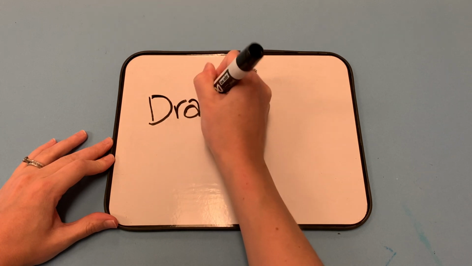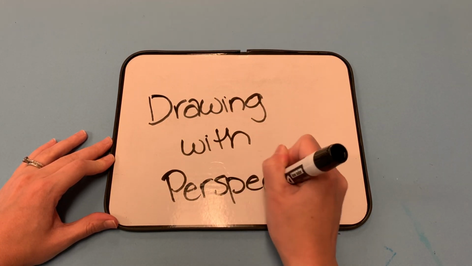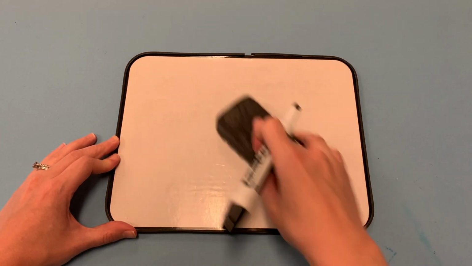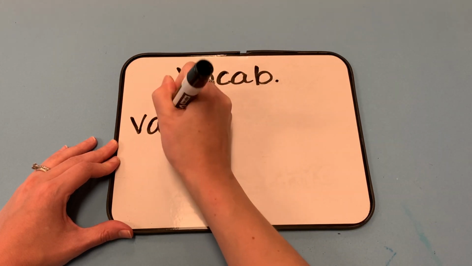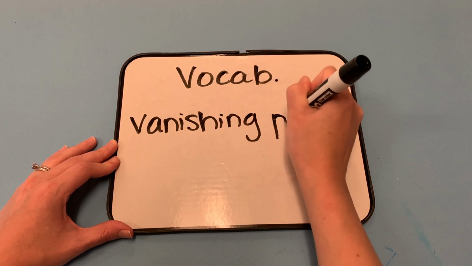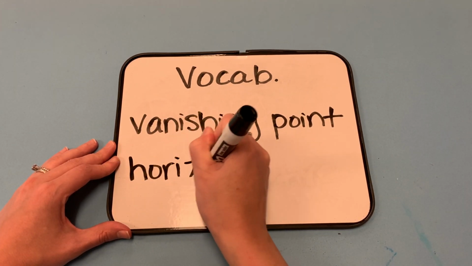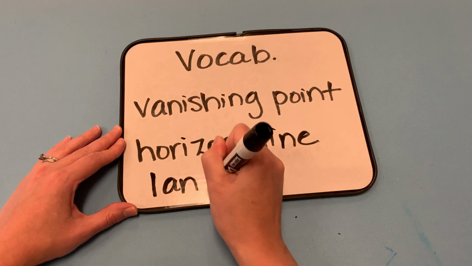For this project, we are going to be learning how to draw with perspective. Perspective means showing depth and detail in our art project to make things look closer or farther away. We have 3 vocabulary terms that we're going to focus on for this project: vanishing point, horizon line, and landscape.